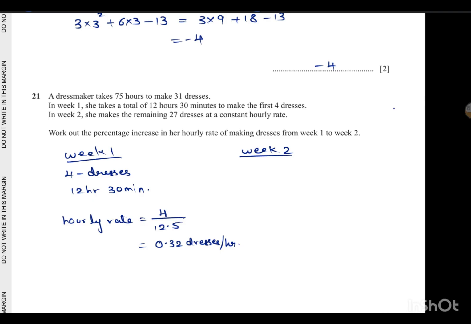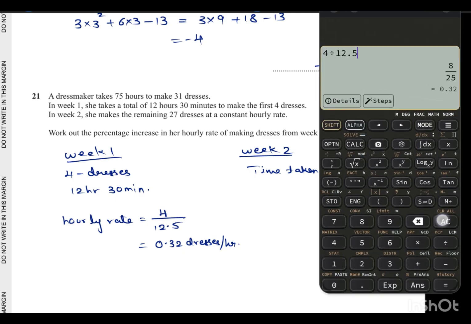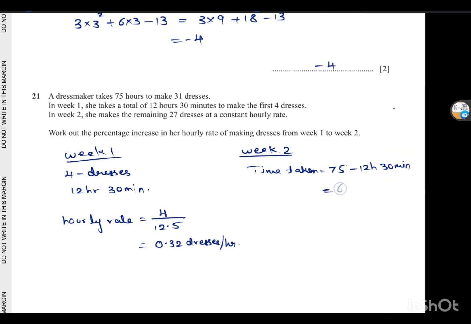she has made remaining 27 dresses at a constant hourly rate. So what is the hourly rate there? We will find out. So first of all, we have to find out how much time she has taken. Time taken will be, we have to subtract 12 hours 30 minutes from 75. You can directly do using decimal. 12.5. 62.5 hours she worked in the second week.